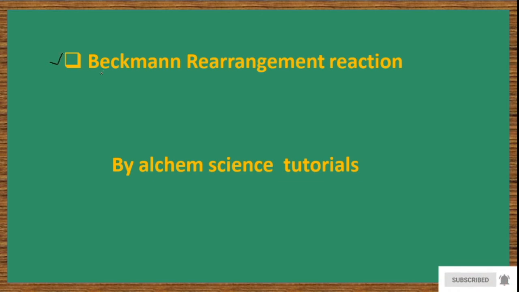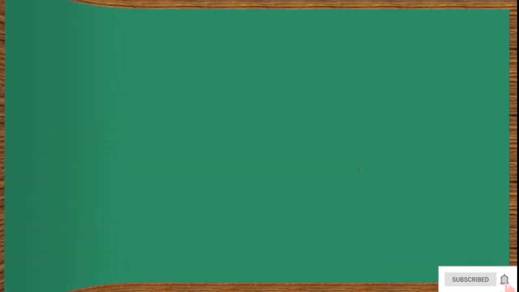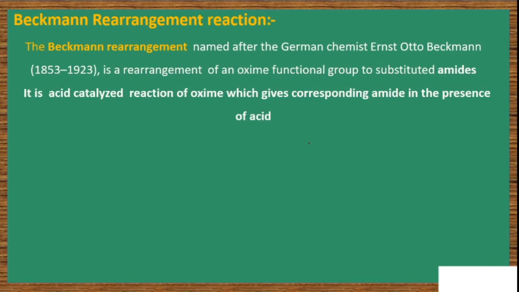Today we are going to study a rearrangement reaction called the Beckmann rearrangement reaction. This reaction is related to organic chemistry. In this topic we will study how this reaction proceeds and completes with the help of its mechanism. First of all, we will understand the statement and history regarding this reaction.